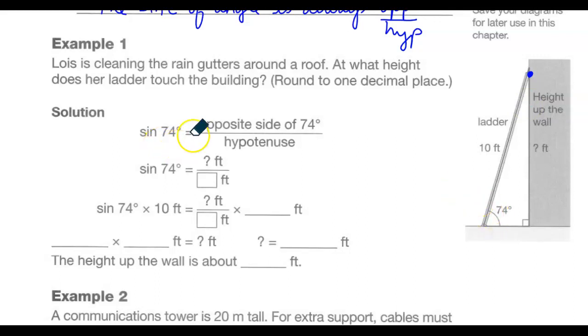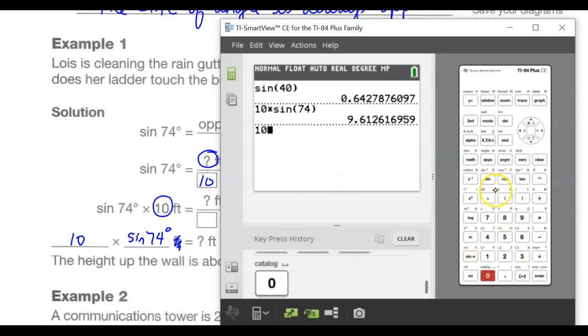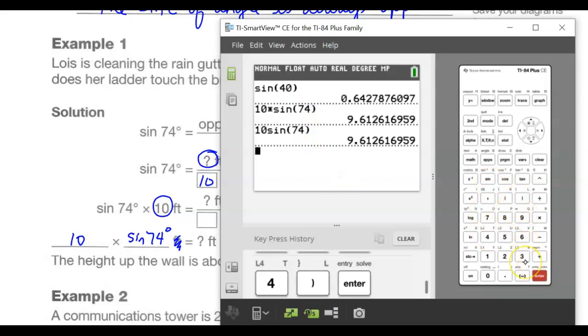And so we know that sine of 74 is opposite side over hypotenuse. Well, the opposite side is what we're trying to figure out. The hypotenuse is 10. So this is where you have to solve for that unknown by multiplying by the denominator, by 10 on both sides, so there and there. In your calculator, I would actually put the 10 in front. So 10 times sine of 74, and I wouldn't put units yet. In a graphing calculator, you don't even have to put times. It's understood. Okay, 9.61.